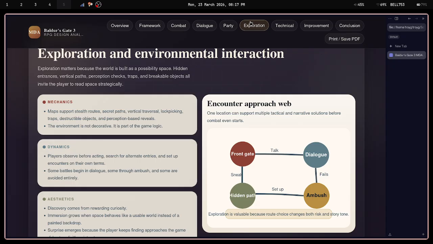These mechanics create dynamics where players observe before acting instead of always charging forward. They often scout, search for hidden paths, position for ambushes, or even avoid combat entirely. Exploration becomes a form of planning.